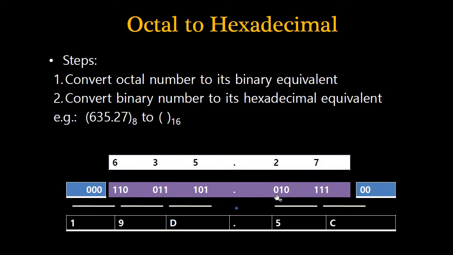For the other side of the fraction, here 0, 1, 0, 1 is the first group in this direction, and it is equal to 5. For the next group, 1, 1, 2 more zeros will be added at the end, that will be 1, 1, 0, 0, which is equal to C. So the hexadecimal equivalent of 635.27 is equal to 1D9.5C of base 16.